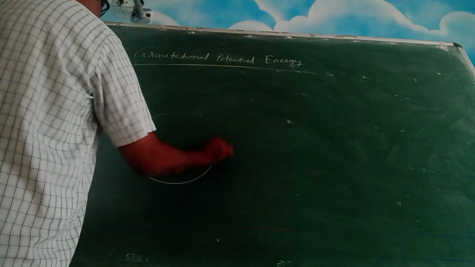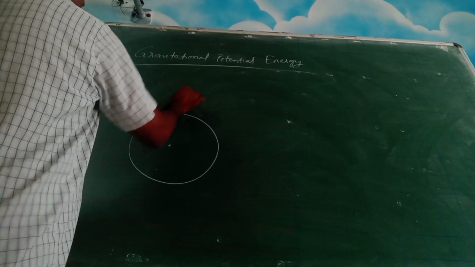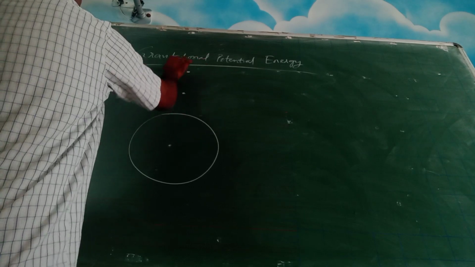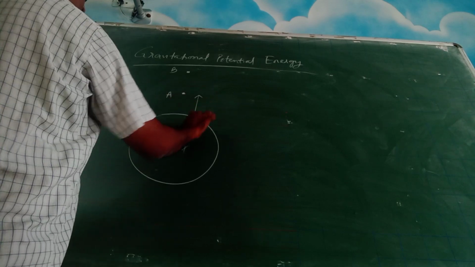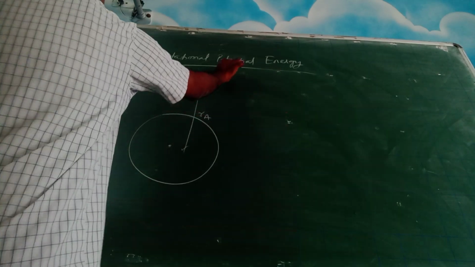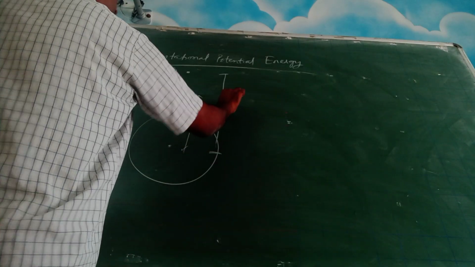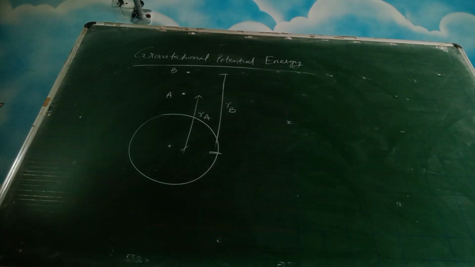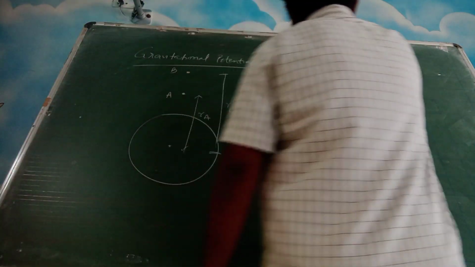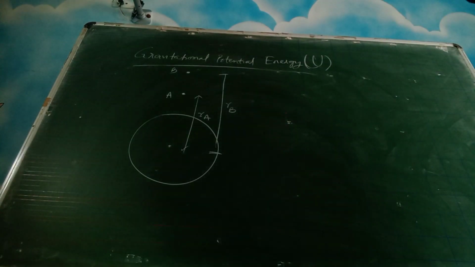Okay, so let us say this is Earth. There is a point here A and a point here B. This distance is Ra. We are measuring from the center of the earth. It is small rb, small letter rb. Gravitational potential energy is denoted by the symbol U.